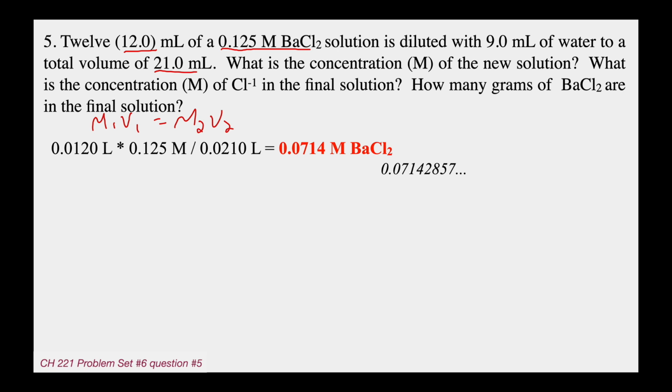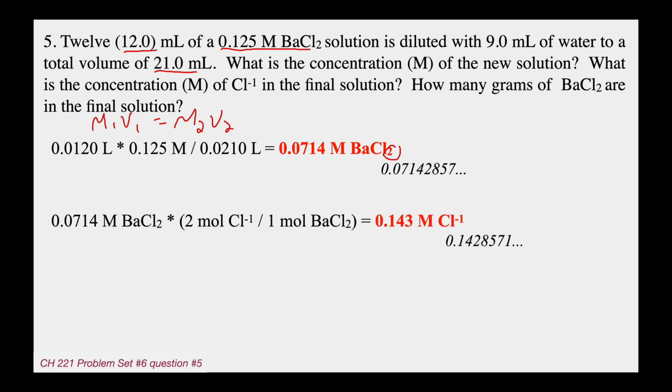The initial molarity times the initial volume equals the final molarity times the final volume, and you're solving for the final molarity. The second part says what's the concentration, the molarity, of chloride in the final solution. So we had 0.0714 barium chloride, and like on the last problem with the sodium phosphate, there's more chloride, if you will, in solution than there is barium. There's 2 Cl's for every barium chloride that goes in. So the concentration of the chloride is going to be twice the concentration of the barium chloride. And you can write it out like an equation like this.